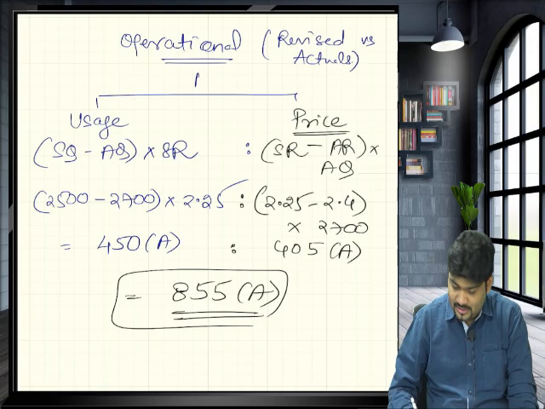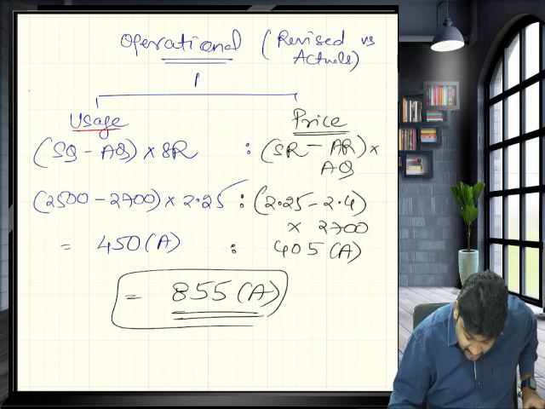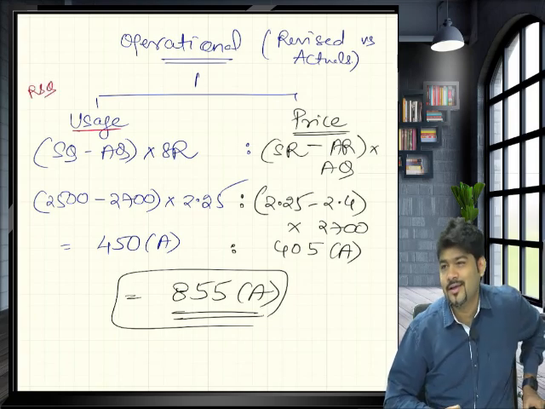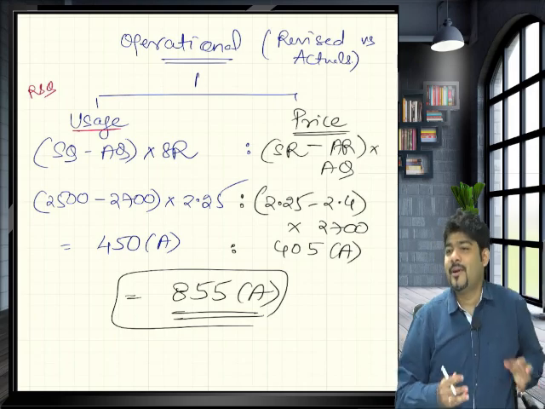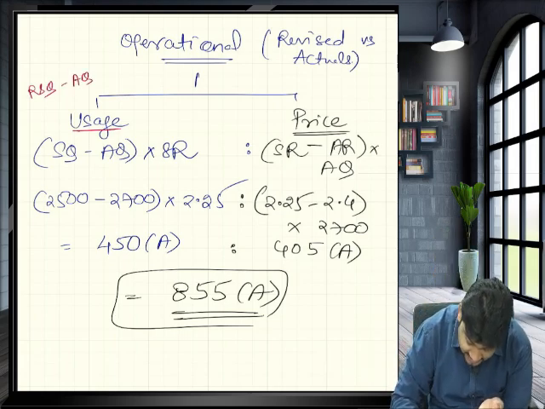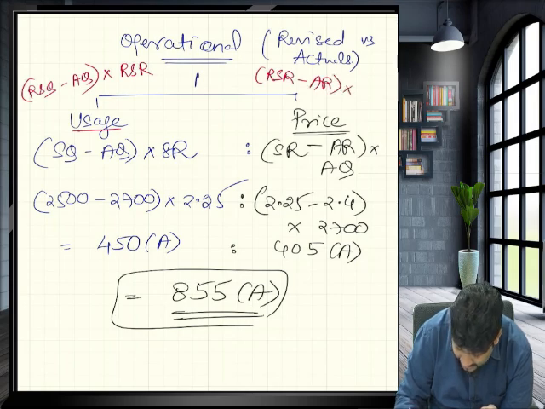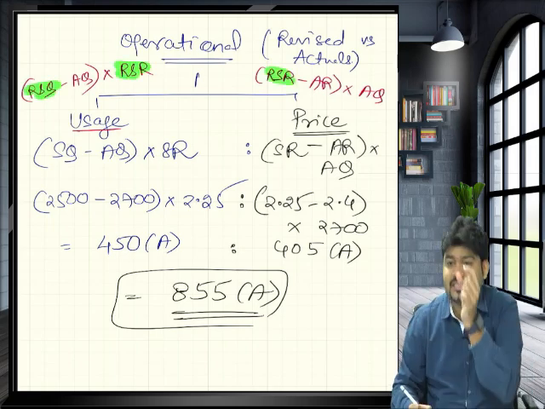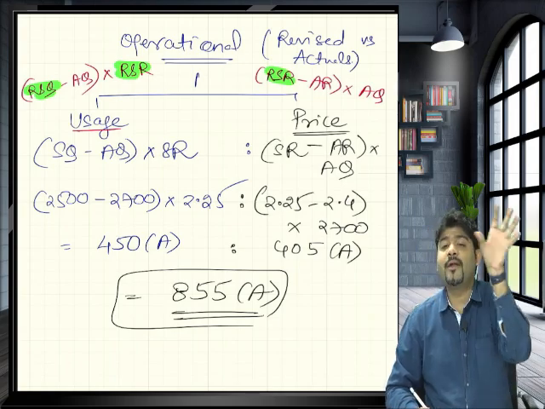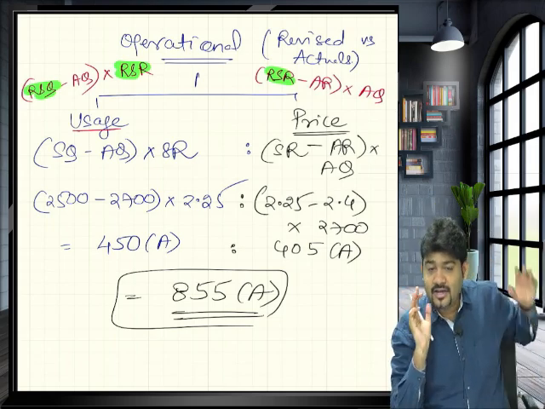Anybody, any question here? The only thing you can do is, for this usage variance, instead of writing standard quantity, I can write revised standard quantity. It's a small change. It's standard quantity only, but because we are comparing the revised standard with the actuals, we can write RSQ minus AQ into RSR. And here, instead of SR, we can write RSR minus AR into AQ. So this will change, this will change, this will change. Just the R word is added. That's it, so don't get bogged down by that. The normal formula is only going on; it's just that we are using the word revised. Are we clear with the operational variance?